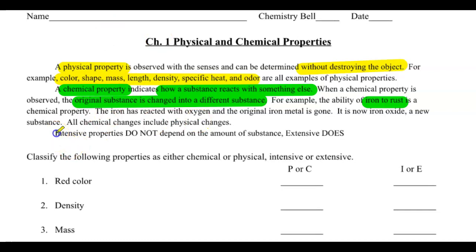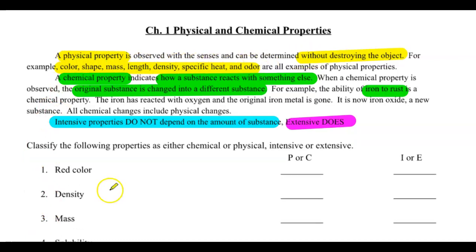Then the other part is intensive properties do not depend on the amount of substance, while extensive properties do depend. Okay, so let's go through first and just look at physical or chemical. I'm just going to go through this list and look for things you can observe without destroying the object.